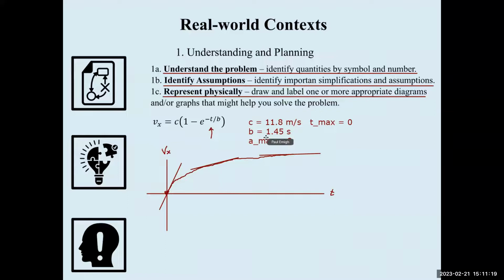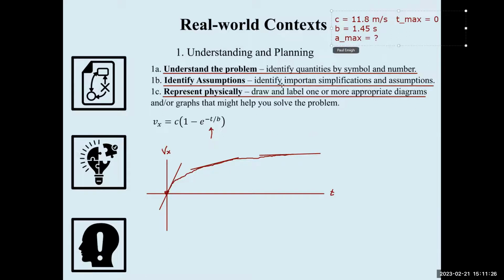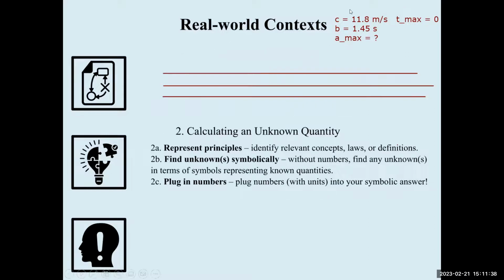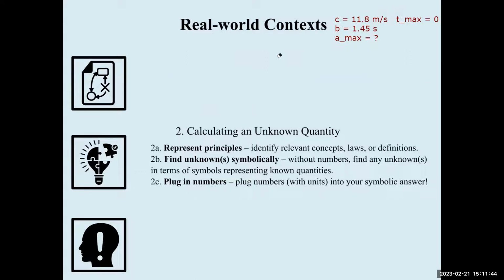All right, now I have finished stage 1. I'm going to save the numbers that I wrote down. I think I can probably get rid of the equation here, so I'll erase that. And then we'll move into thinking about the second part of the problem, which is to actually calculate the unknown quantity. Here, that unknown quantity is the acceleration or the maximum acceleration.